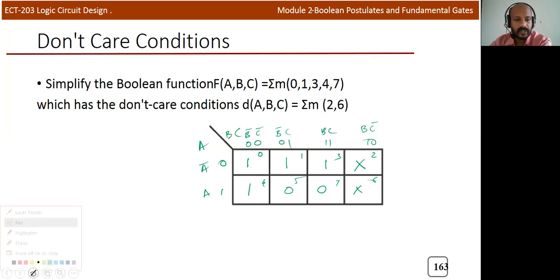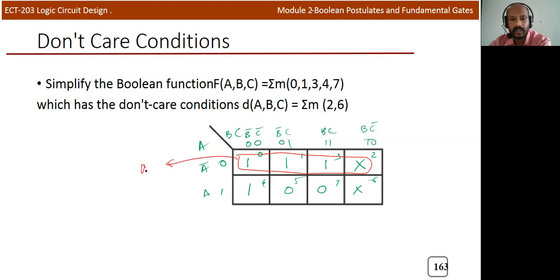Okay, now we need to group this particular function, and if you consider the first row, we'll get a group 4. So the common term corresponds to this particular group is a bar. Now if you look at this particular one and the last two don't care condition, you will get another group. And to represent this particular group, row wise there is no common term. Column wise, if you look at the first and last column, so c bar is common. Okay, c bar. So the final expression you can write a bar plus c bar. Okay, thank you.